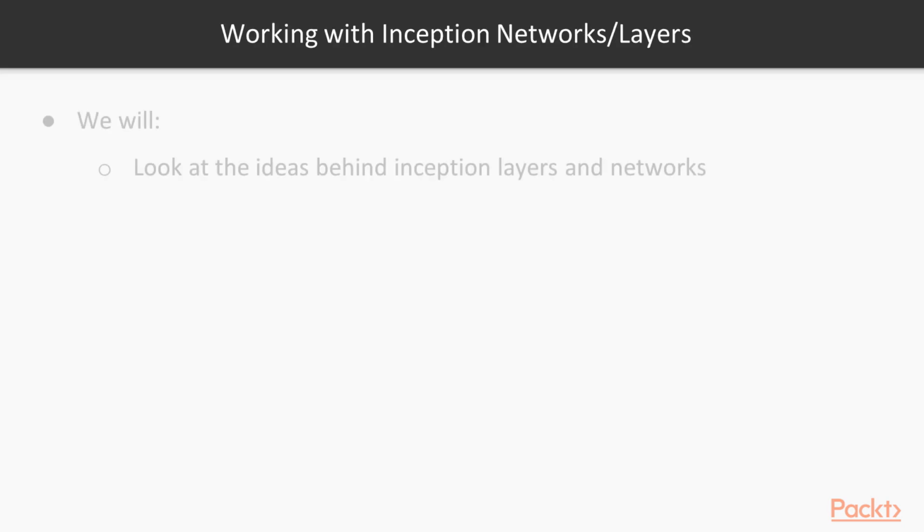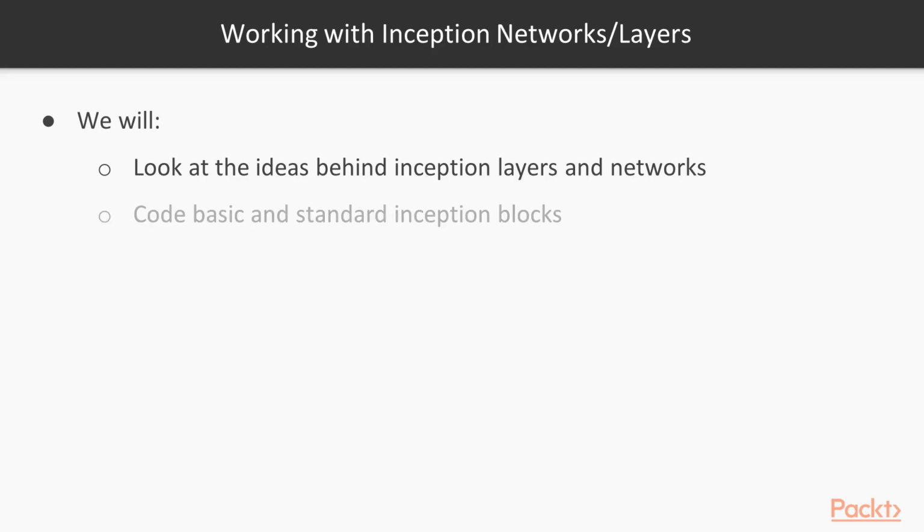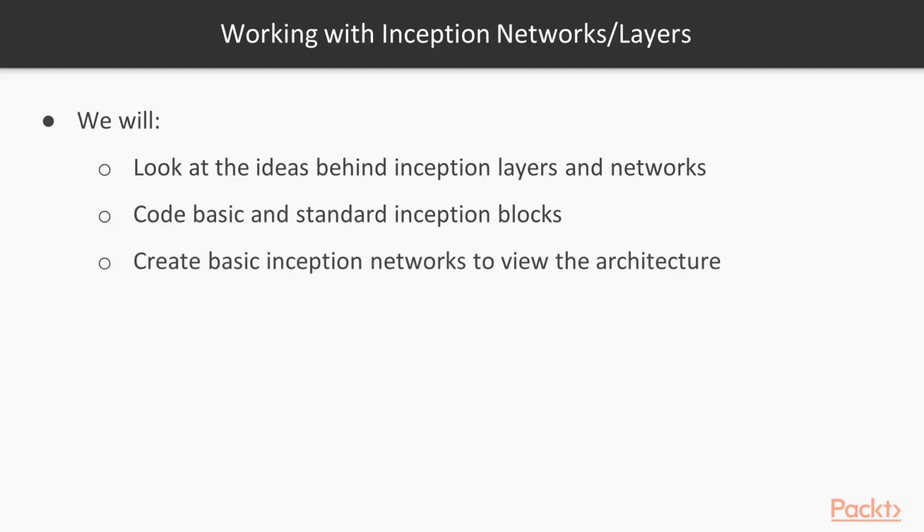So what we're going to be doing is we're going to look at the ideas behind Inception layers and Inception networks. In our Jupyter notebooks, we'll code basic and standard Inception blocks, and we'll just create some quick Inception networks utilizing these blocks that we code just so we can view the architecture. So we're not going to be solving a problem like we have with all of the other networks that we've looked at up to this point.